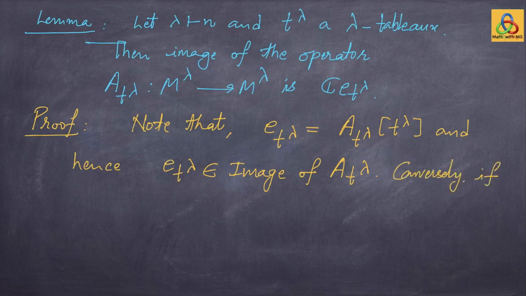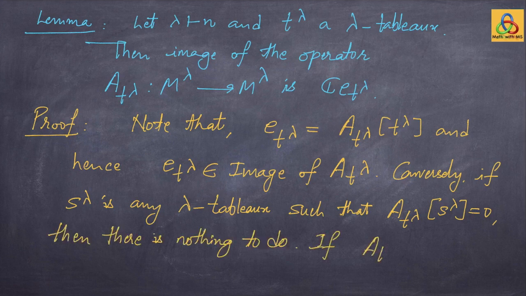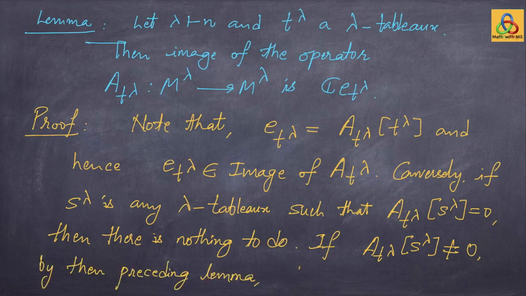Conversely, if S lambda is any lambda tableau such that A of T lambda acting on this lambda tabloid S lambda is 0, then there is nothing to do. If A of T lambda acting on the lambda tabloid S lambda is not equal to 0, then by the preceding lemma, this A of T lambda of this lambda tabloid S lambda should be plus or minus E of T lambda, which of course belongs to the complex vector space spanned by E of T lambda.